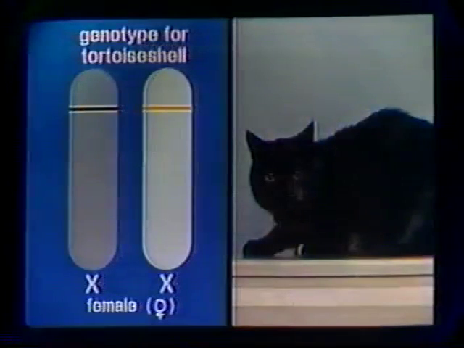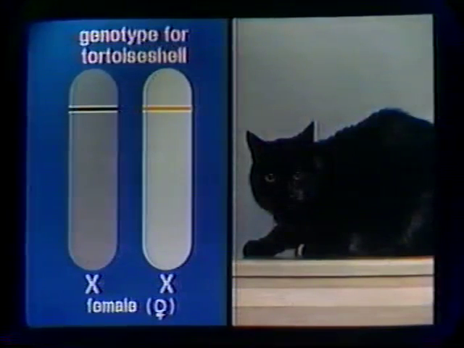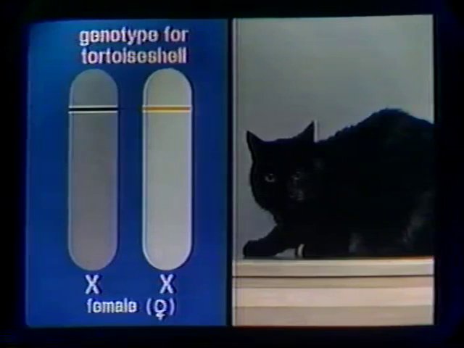These two genes are codominant. When both are present, the genotype produces a mixture of black and orange, the coat called tortoiseshell. That is, there is a heterozygous pair made up of one gene for black and one for orange. But since each gene can only be on an X chromosome, the cat must be female.